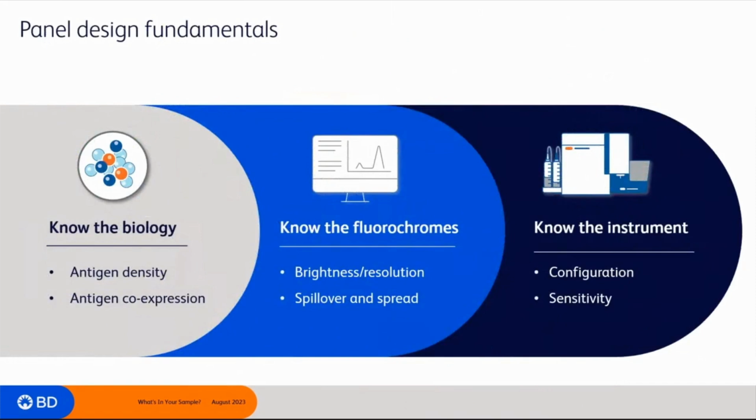This is why throughout the educational series, we will focus on the 3 basic pillars for panel design: cell biology, fluorochromes, and cytometer. The first pillar is know the biology, which includes antigen density and antigen co-expression. This will be the topic of my talk. I will discuss the expression levels and patterns of the markers on the cells.